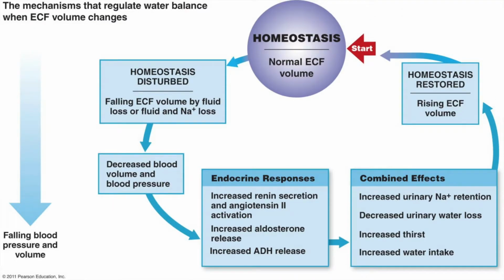If the ECF levels fall, this is going to decrease blood volume and blood pressure. Renin is going to be released. This activates angiotensin II. It causes angiotensin II to be secreted. Then this is going to cause aldosterone and ADH to be released. This will increase sodium reabsorption, decrease water loss in the kidneys, and increase water intake, which will increase blood volume and blood pressure and bring us back to homeostasis.